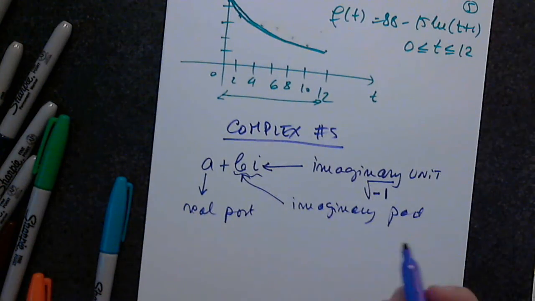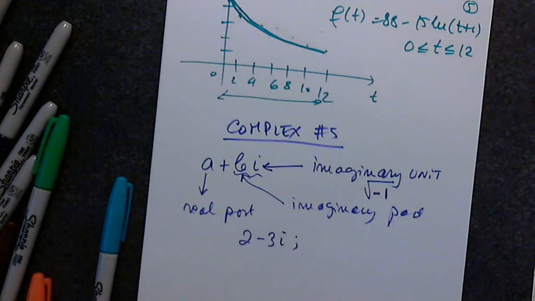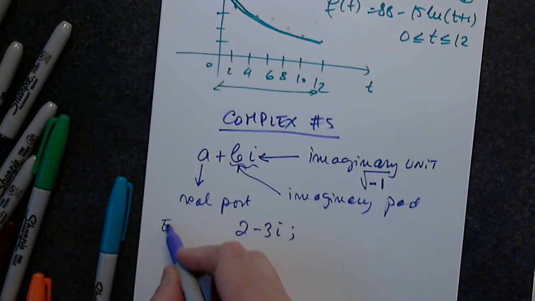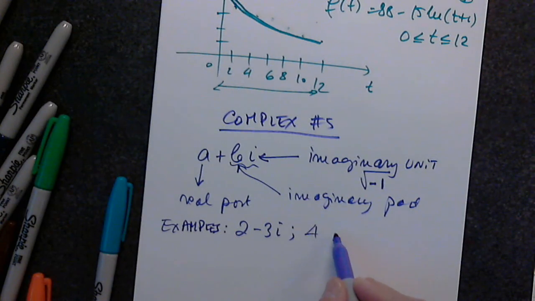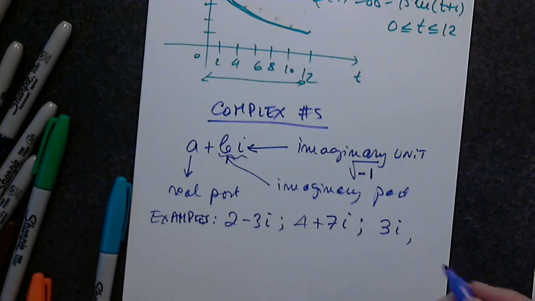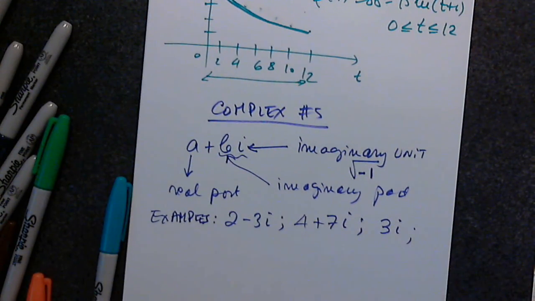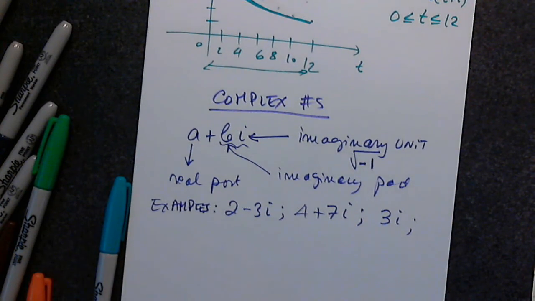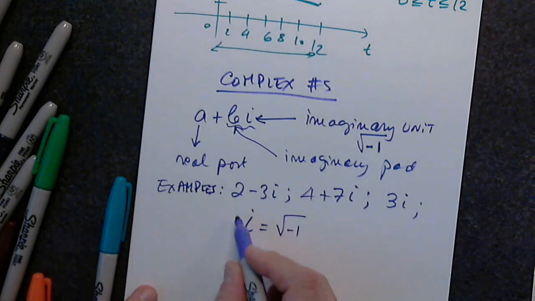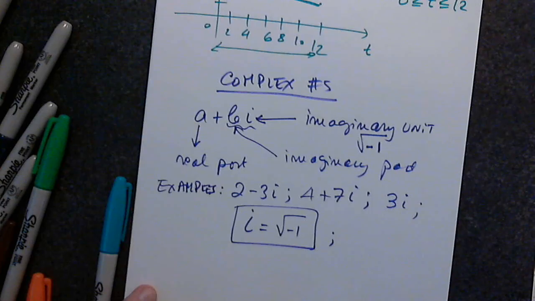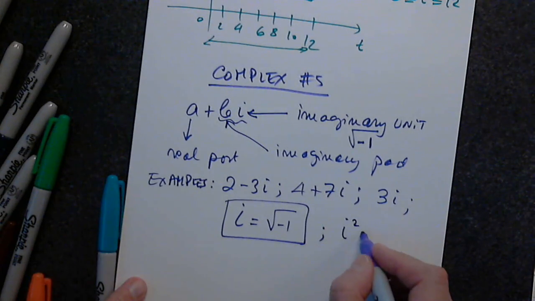So examples of complex numbers will be 2 minus 3i, or 4 plus 7i, or 3i. These are all examples of complex numbers. What about i squared? So then i, again, is the square root of -1. Well, something that does not happen in real numbers, i squared will be -1.